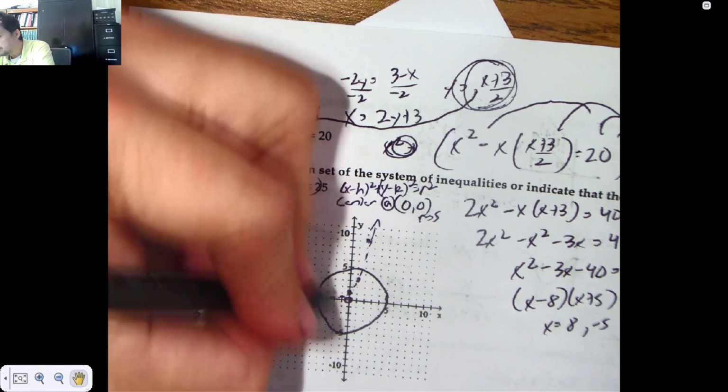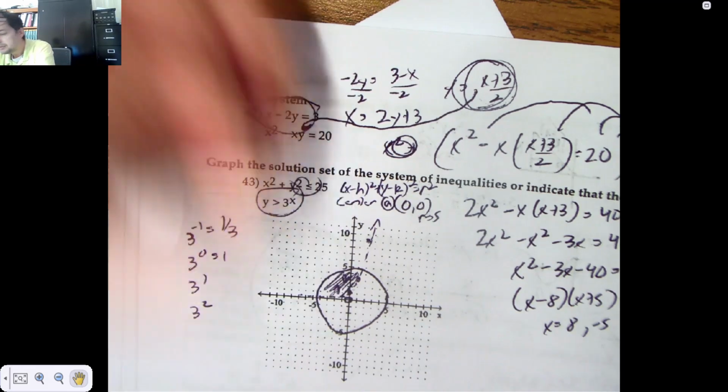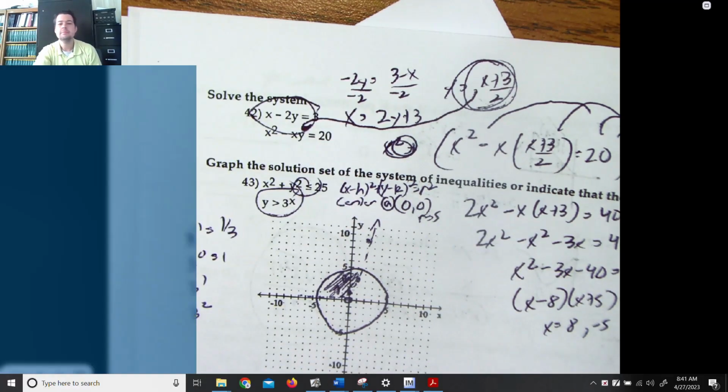Now we want to be above this, but less than the circle. It's that region of space right there.